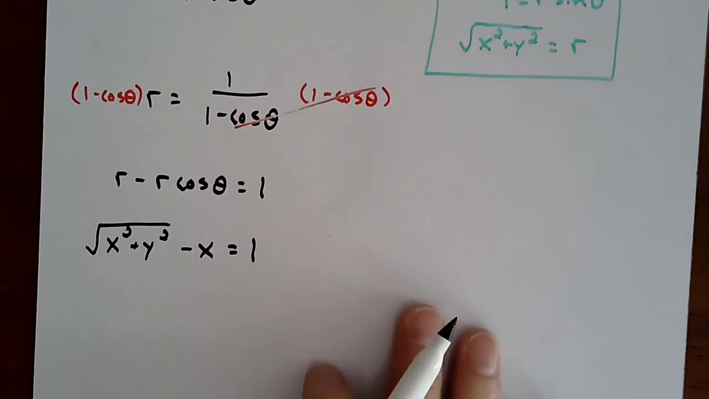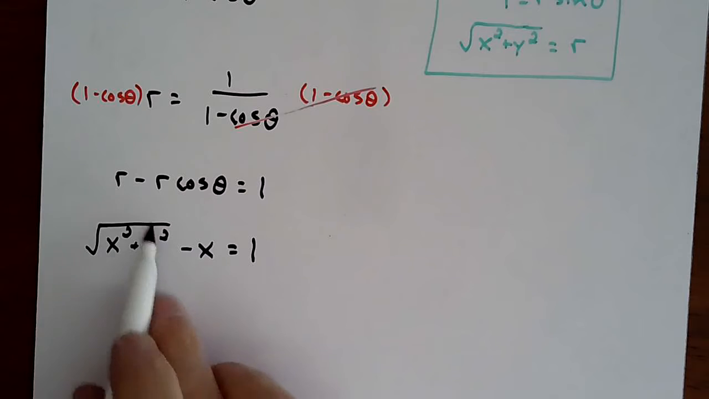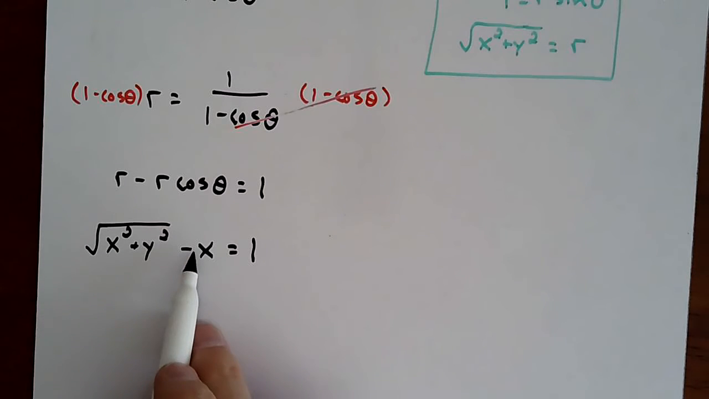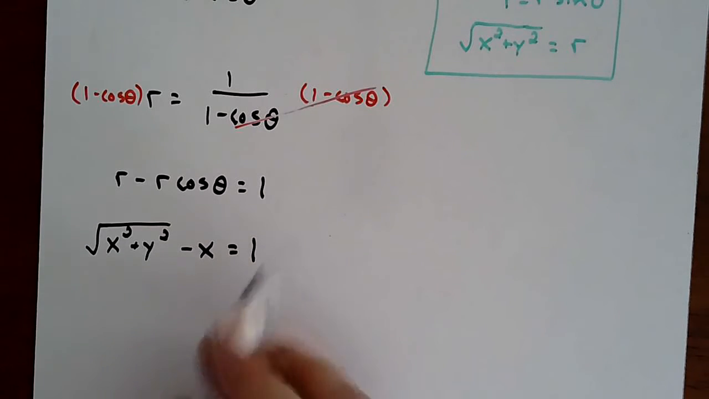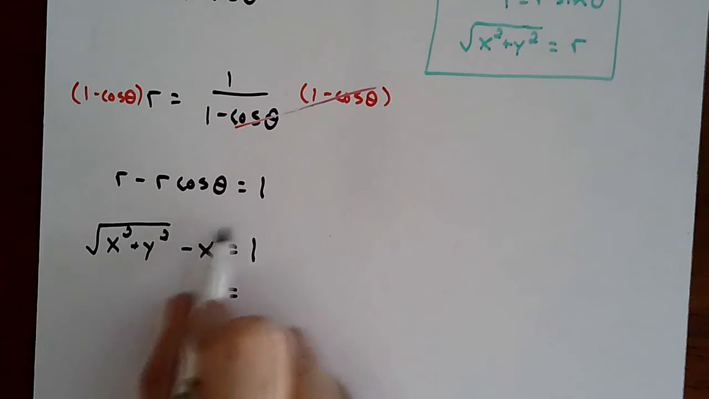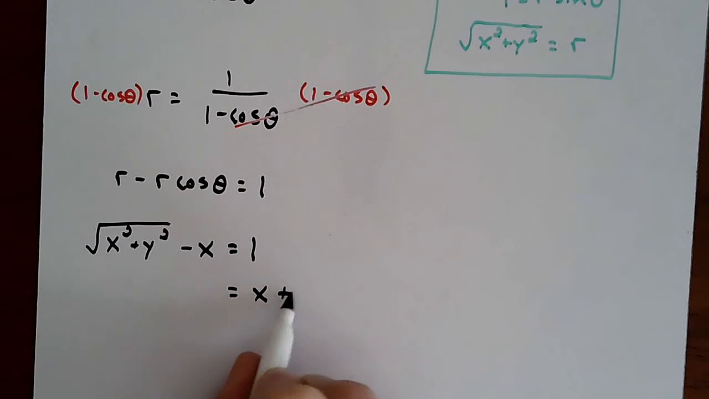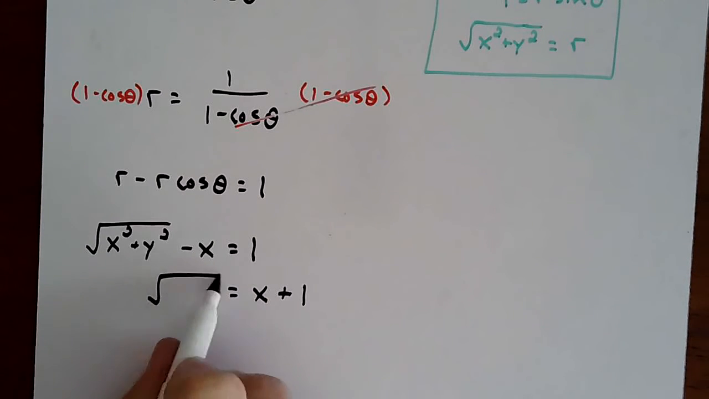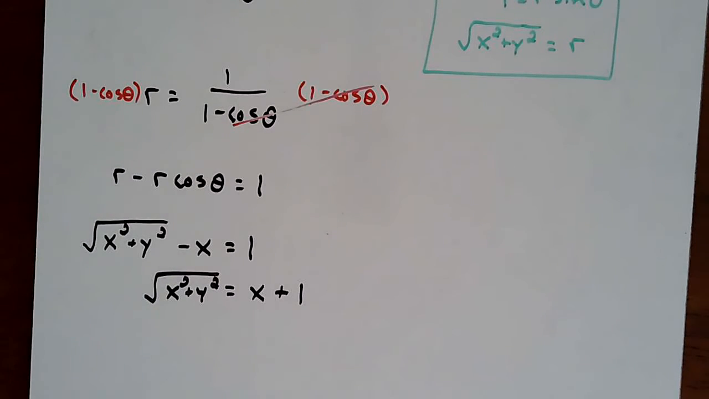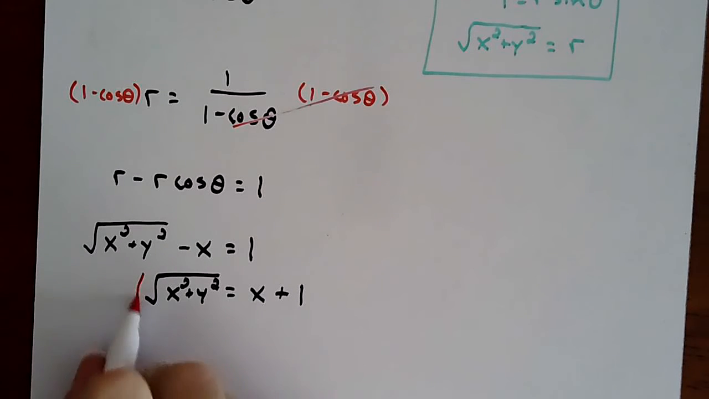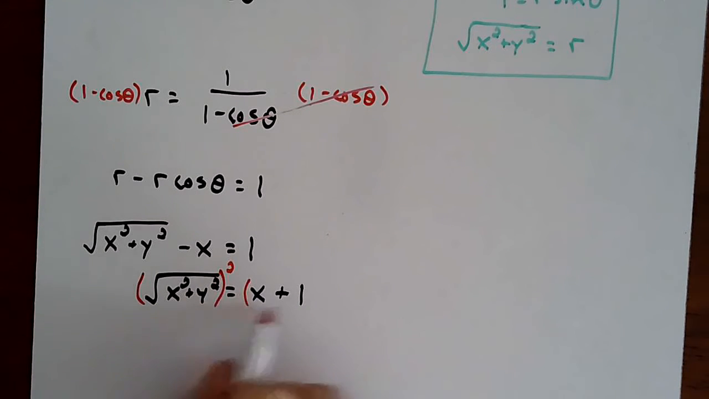I have a square root that I'd like to get rid of. So let me isolate the square root so I can square both sides. I'm going to bump the x over, so then that's going to be a positive x plus 1, and I'd still have this square root over here. Now to get rid of a square root, I'm going to need to square both sides.